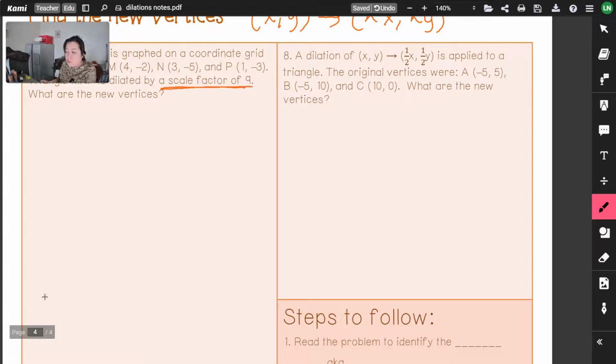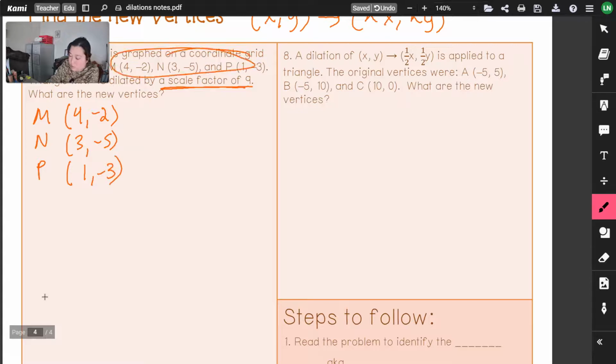Okay, so I'm going to show way more work than is probably necessary, but I want y'all to really see the process. So I know that the points are already up there, but I'm going to rewrite them. M is (4, -2), N is (3, -5), P is (1, -3). So these numbers are just right here in the problem. I didn't have to do anything for them. To get our primes, so M prime, N prime, P prime, we take each coordinate and multiply it by the scale factor, which in this case is 9.